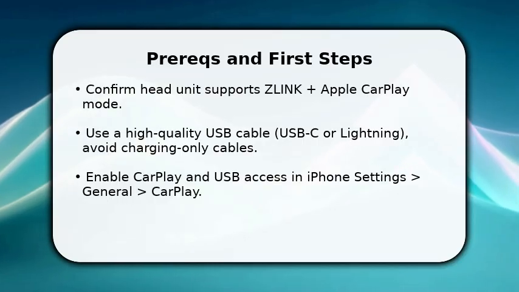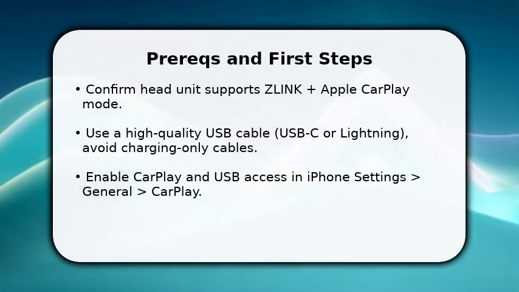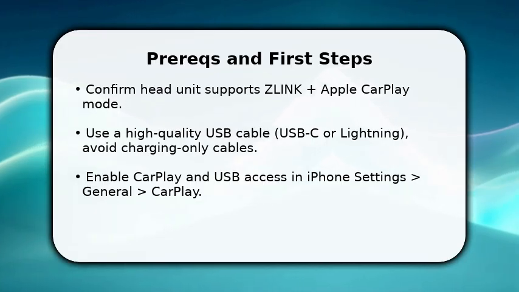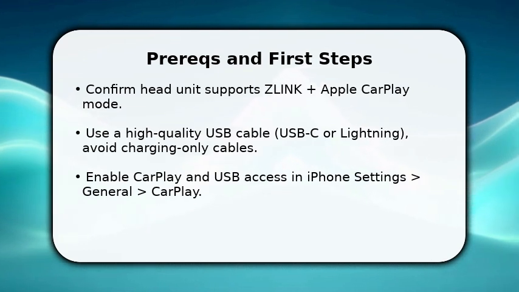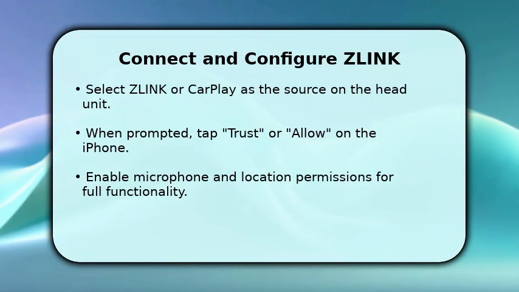Once you have that, plug the cable into the head unit and your iPhone, then allow the phone to accept USB data. This early acceptance prevents the connection from being blocked later when the head unit tries to enumerate the phone as CarPlay. Now you complete the active handshake between devices.